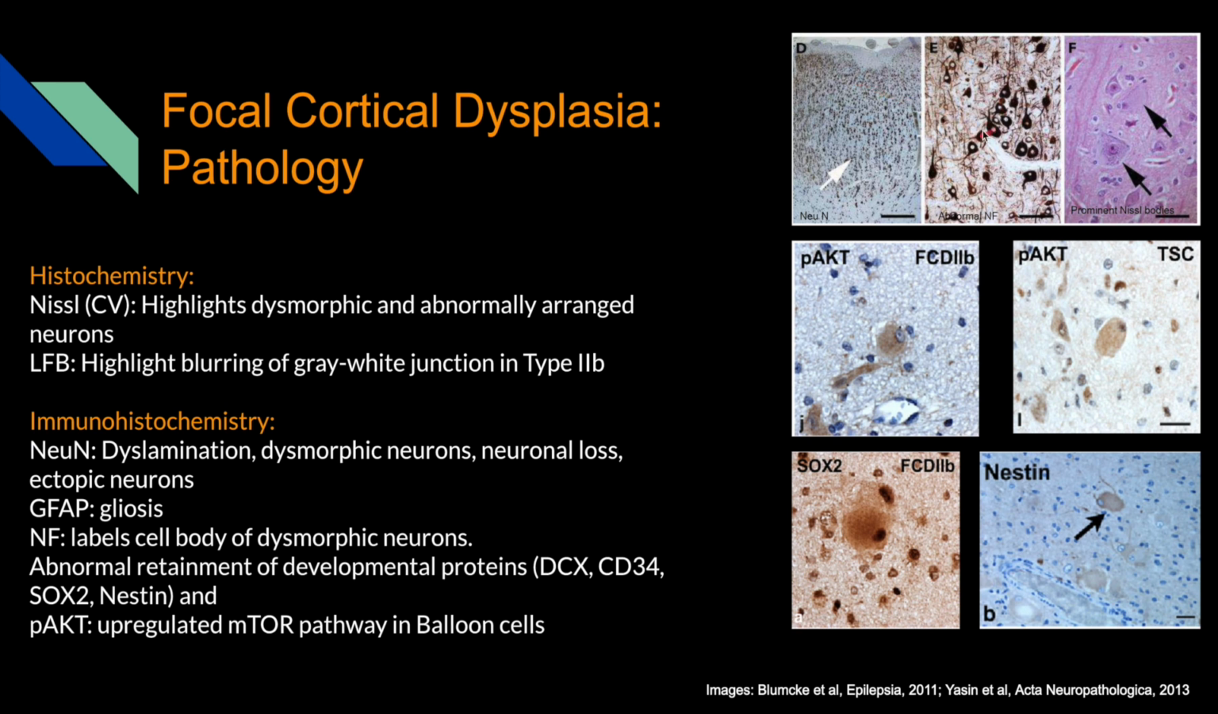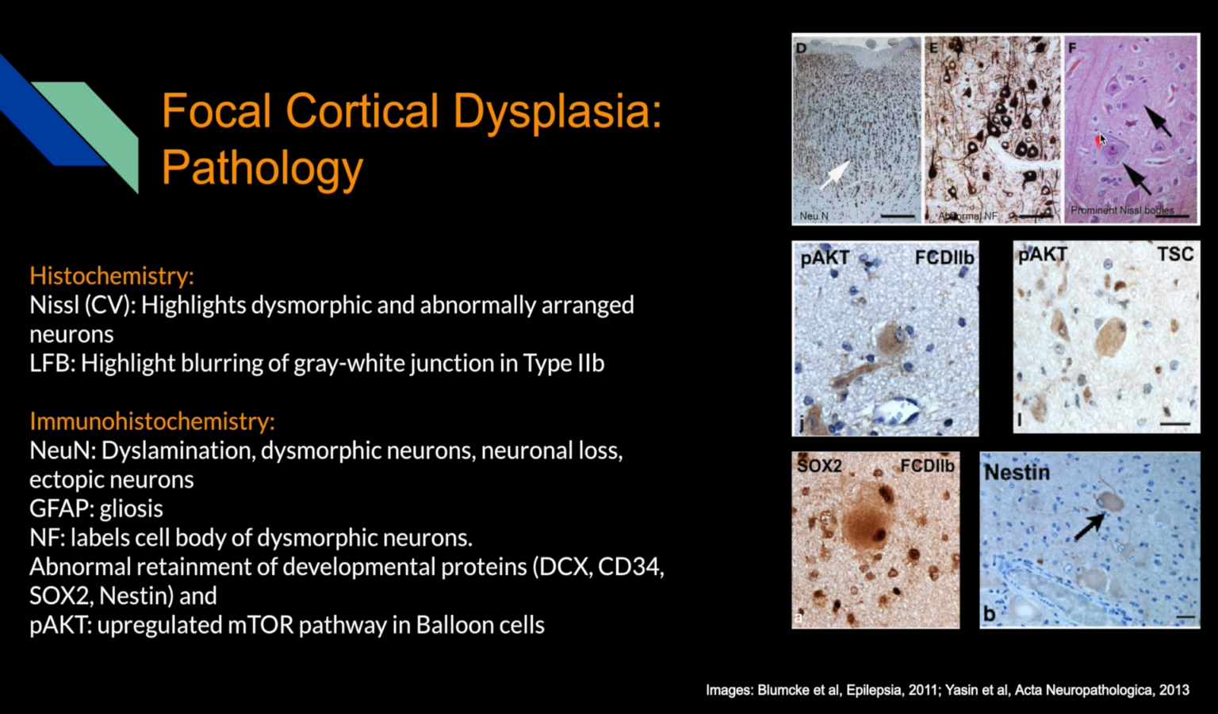Neurofilament is another stain you can do. This should really be in the axons of the neurons. It's a structural protein, as its name suggests, and when they accumulate like this in the neuronal cell body, it's quite abnormal, and it really highlights the enlarged and abnormal clustering of these neurons.